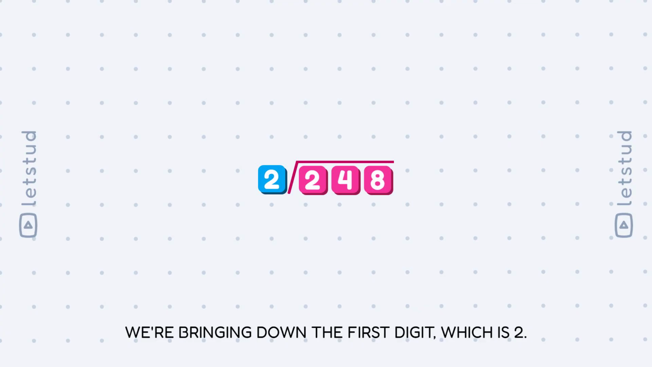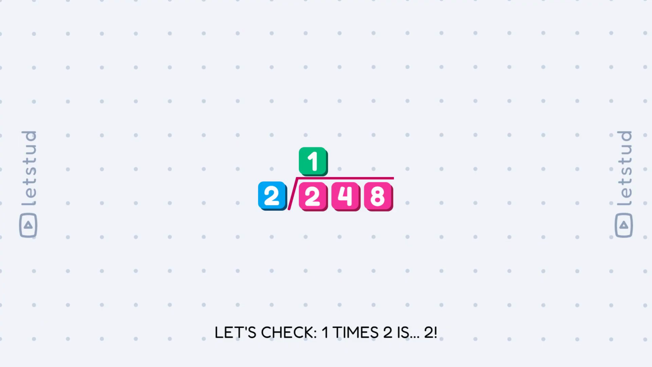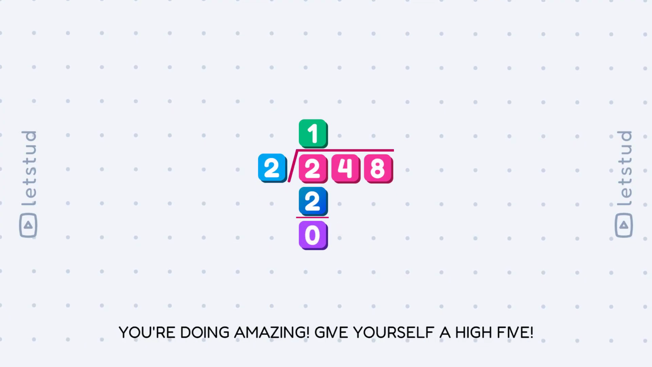Alrighty, let's start our division adventure. We're bringing down the first digit, which is 2. How many times does 2 fit into 2? You got it, just one time. Let's check: 1 times 2 is 2. Now we subtract 2 from 2, leaving us with 0. Easy peasy. You're doing amazing, give yourself a high five.